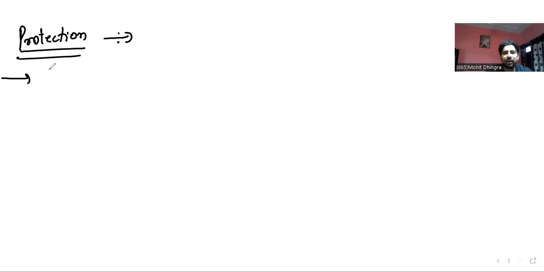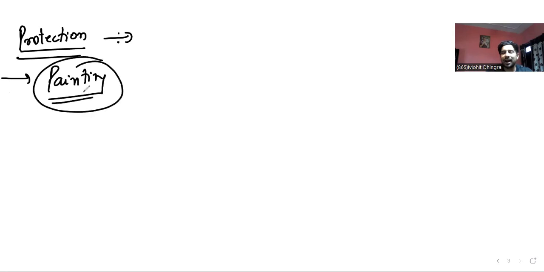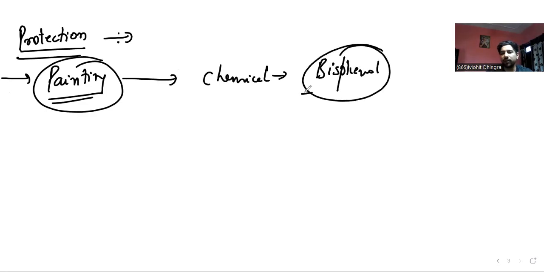Now, how can it be protected? By painting those articles. In that paint, a specific chemical is added. The name of that chemical is bisphenol. By painting those articles and adding a chemical called bisphenol, it will help a lot to reduce the process of rusting.